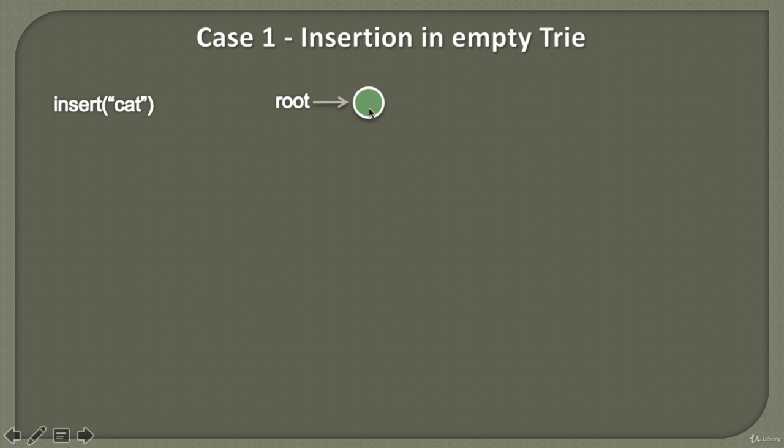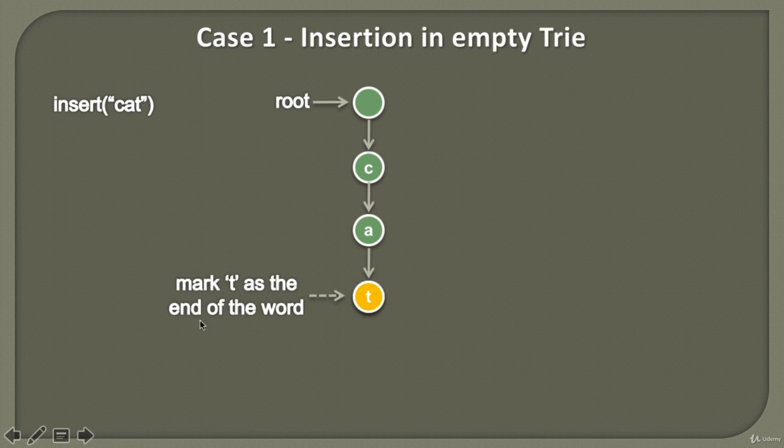So from root, we will first insert C. It would look something like this. Then we'll traverse to C. And now we'll insert A. So it would look something like this. And then we'll traverse to A. And finally we'll insert T. So it looks something like this. And then we will traverse to T. And we know that now we have inserted this word completely. Therefore, we will mark T as the end of the word by making it yellow. So this was use case 1.